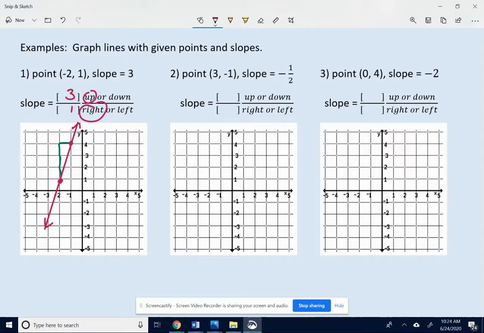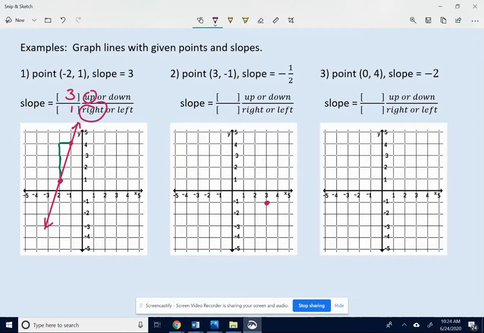Problem 2, 3, negative 1 is the starting point. We're going to go over to 3 on the x-axis, then go down across from negative 1 on your y-axis. Draw a point. Use the slope of negative 1/2.